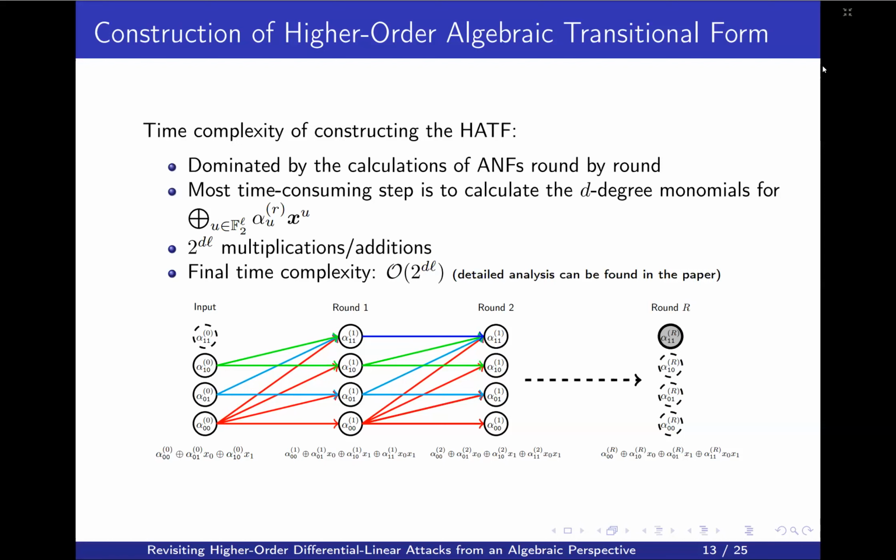So what is the complexity of constructing the HATF? The most consuming step is to calculate the D different monomials for the masks. That means we need to multiply D to L monomials. The number of variables is 2 to L, and we need to multiply D of such monomials. So the complexity is proportional to D^L.